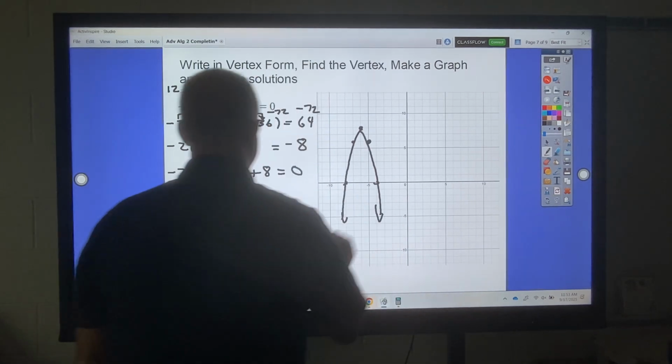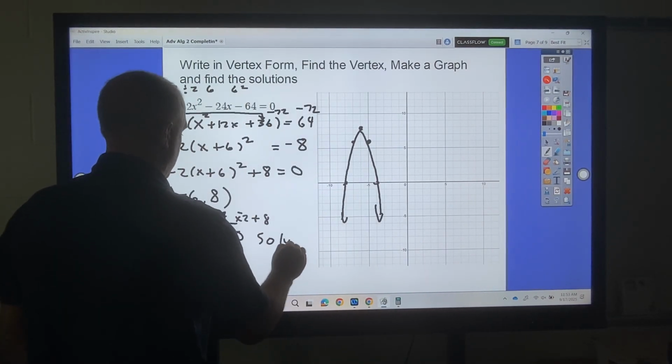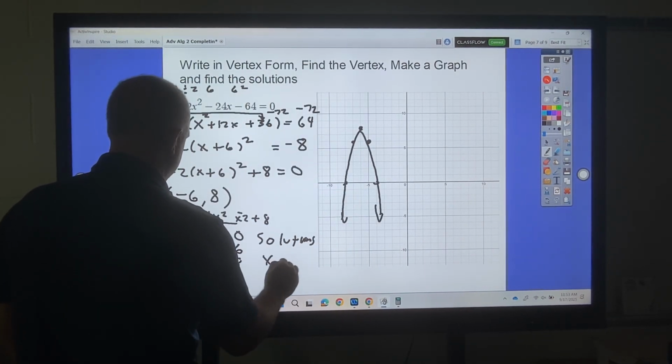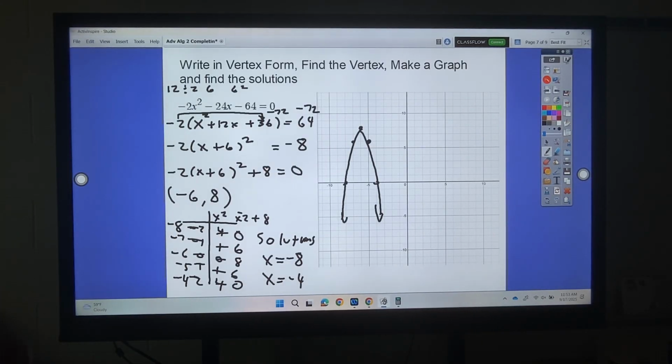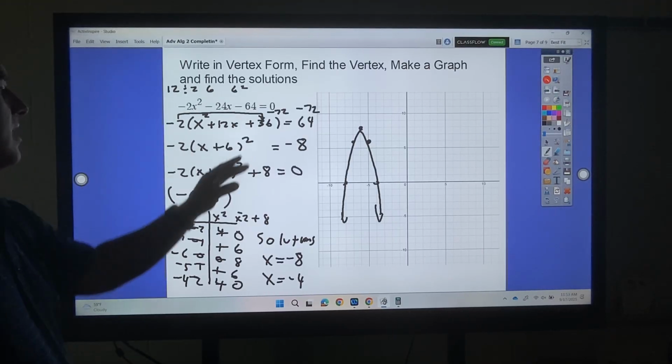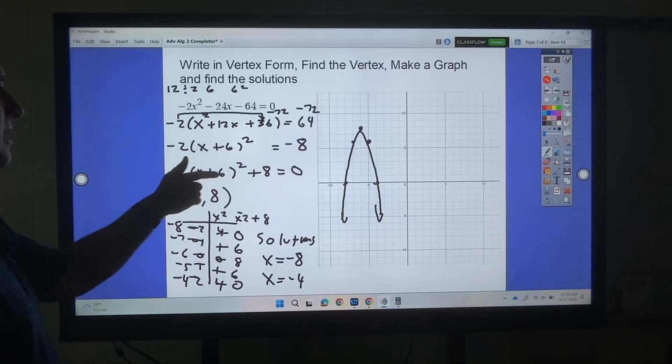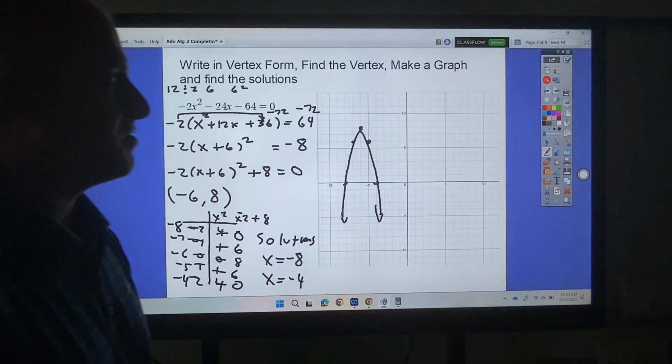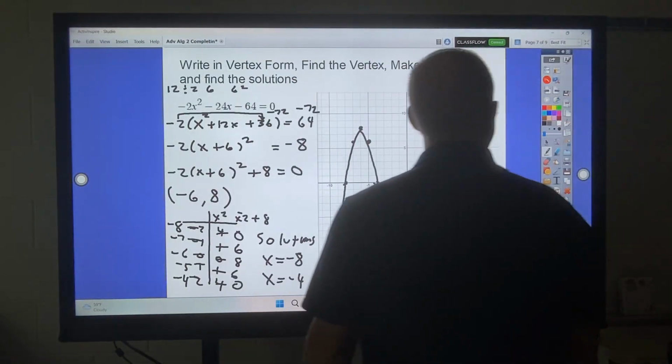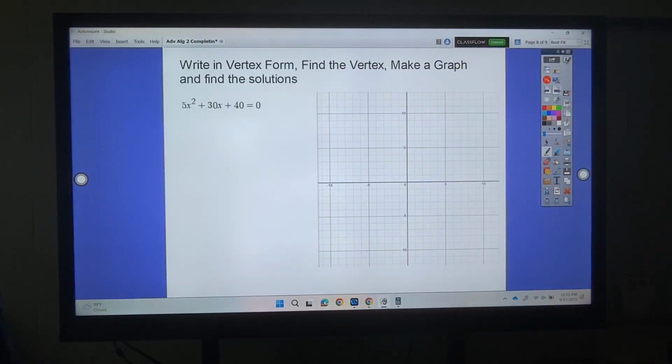There's my graph. Okay, so where are the solutions? Solutions would be at x equals negative 8 and x equals negative 4, okay? So basically we're able to take an equation that looks really complicated, write it in vertex form, and then find the solutions by doing some methods that we've had. Okay, let's do one more together.